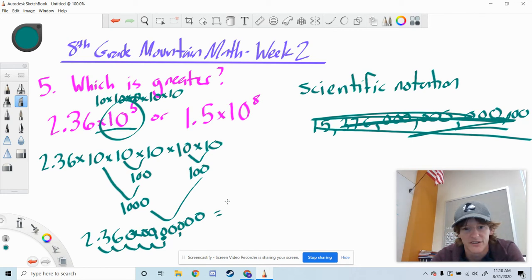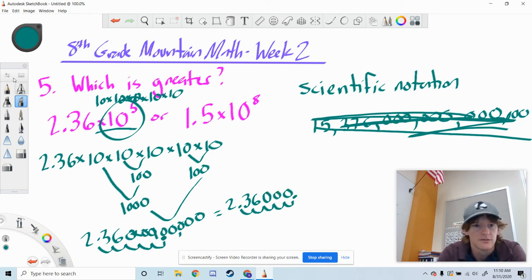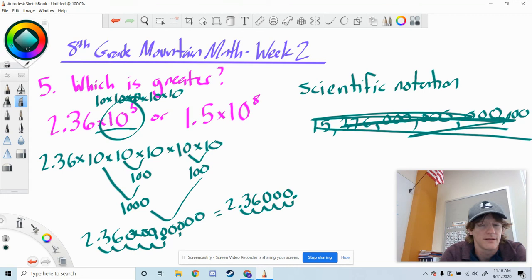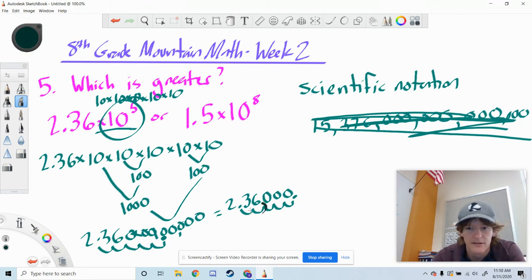So I'll do it again over here because I kind of ran into my writing. So I had 2.36. I need to move the decimal 5 times. 1, 2, 3, 4, 5. And these blank spaces are going to be zeros. So I'll have a comma here. So this is 236,000. Okay, pretty large number. All right, but we need to figure out what this number is.